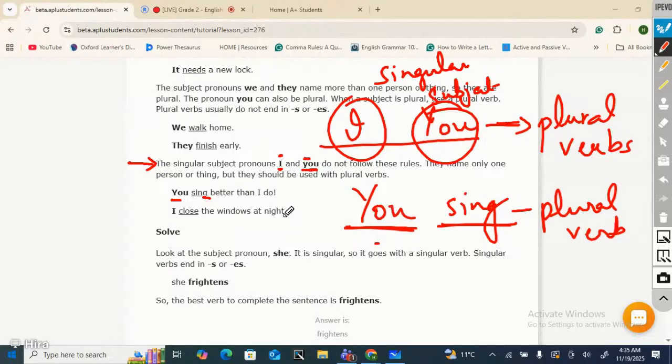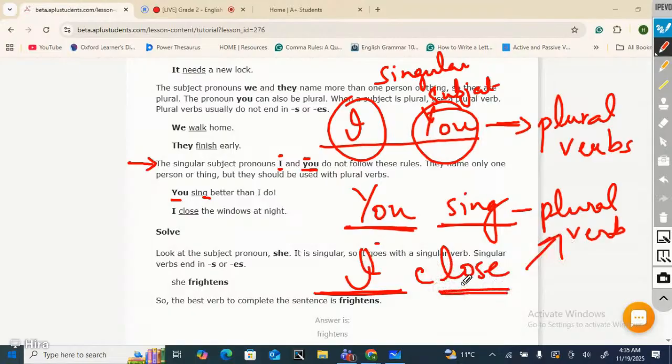Okay? I close the windows at night. I used for one person, singular subject. Close is the plural verb because it doesn't end in s or es. So this rule, that singular subject plural verb, is used for these two types of pronouns only, you and I. It applies to this one only. So remember this point.